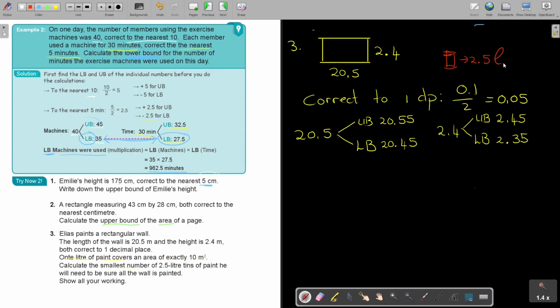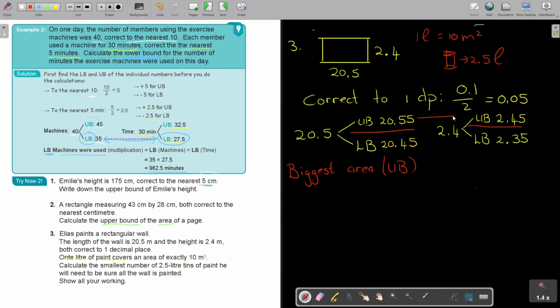But it can cover, 1 liter can cover 10 square meters. Okay, now it's like, must I work with the upper or must I work with the lower? Now you want to make double sure the paint is enough. Now to make double sure the paint is enough, first work out the biggest possible area. Okay, so the biggest area, and that will represent the upper bound.